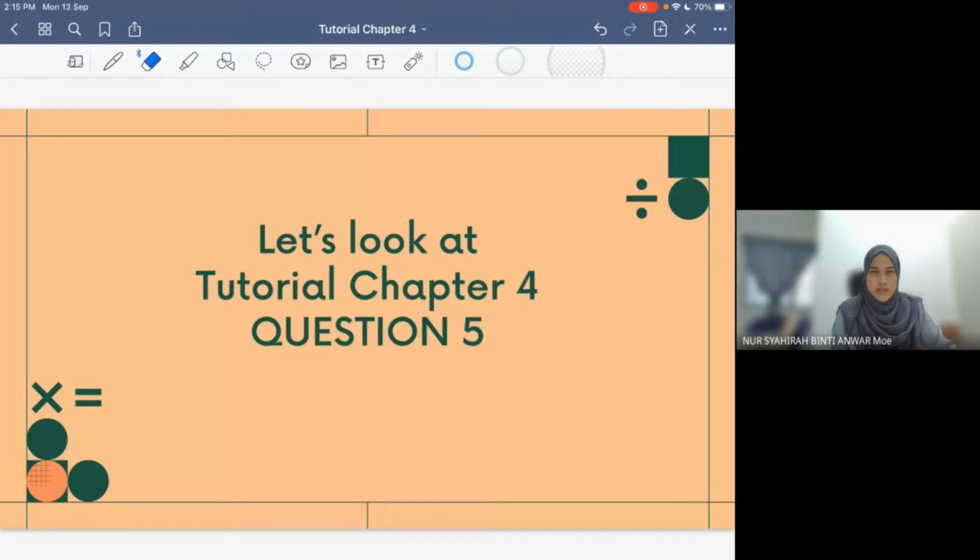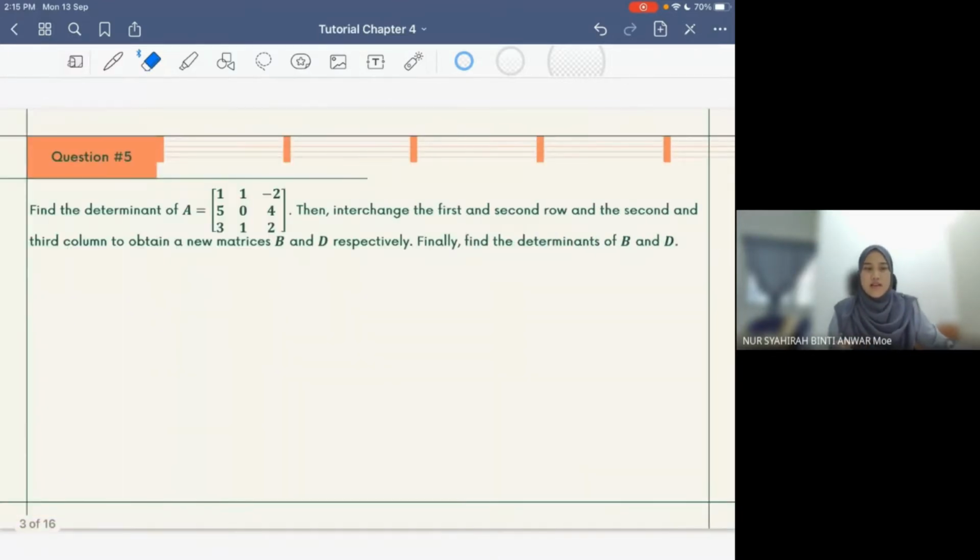Question number 5 ni dia properties of determinant lah. Okay, so this is the question. Find the determinant of A. A ni adalah 3 by 3 matrix, and then interchange the first and second row and the second and the third column.